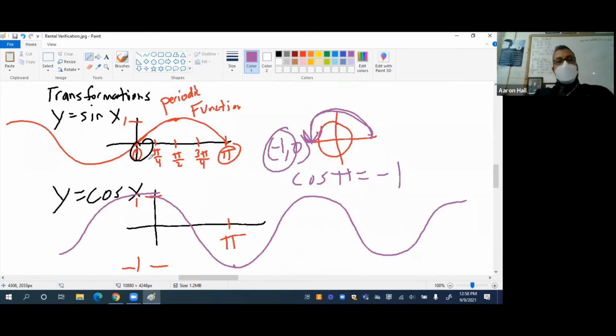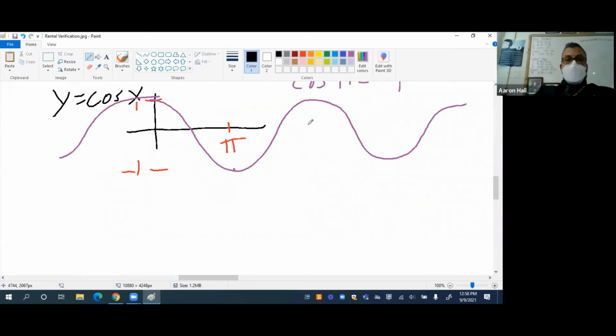How are sine and cosine different? They start in a different place. Yeah, we start at a different place. For one, we start at 1: when x is 0, y is 1. And for the other one, we start at 0, 0. What about tangent? We talked about what tangent was as a ratio.